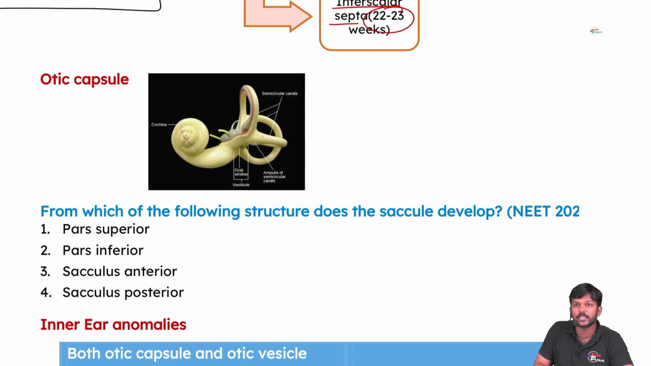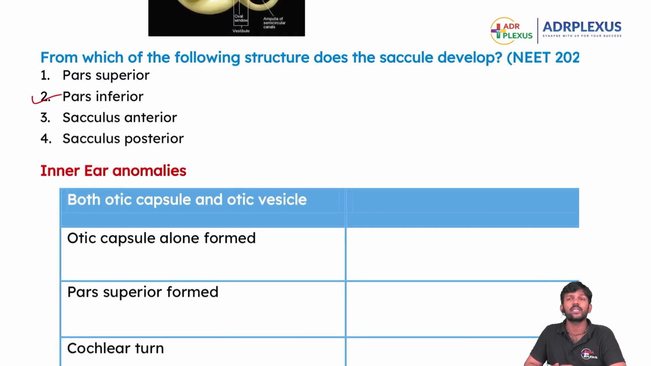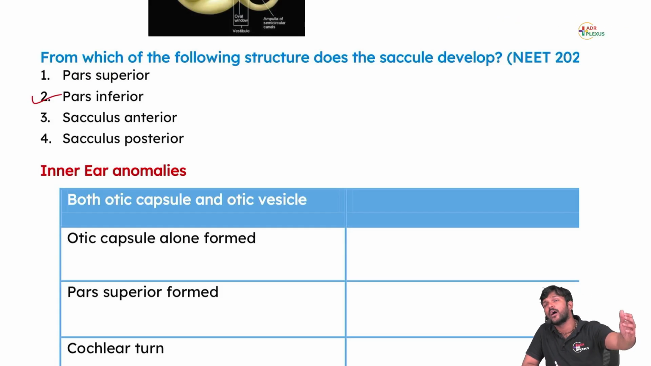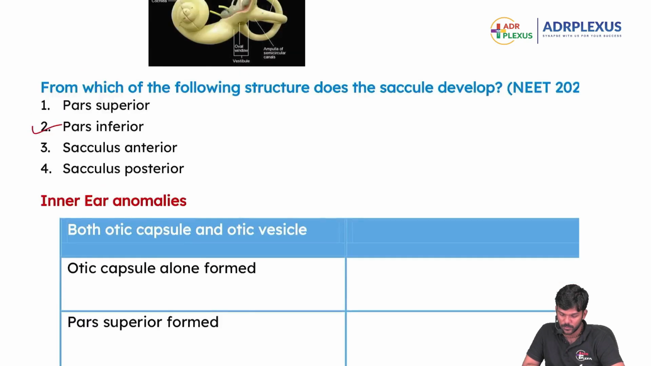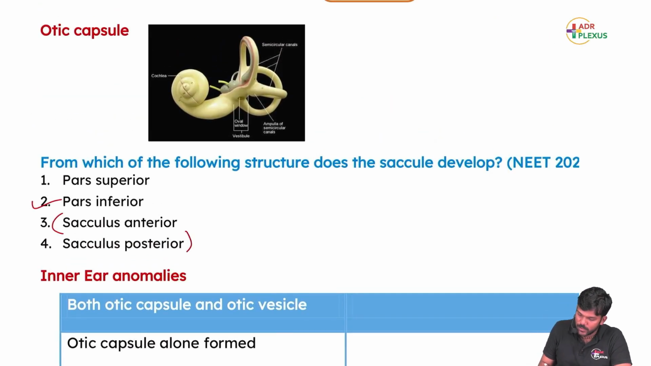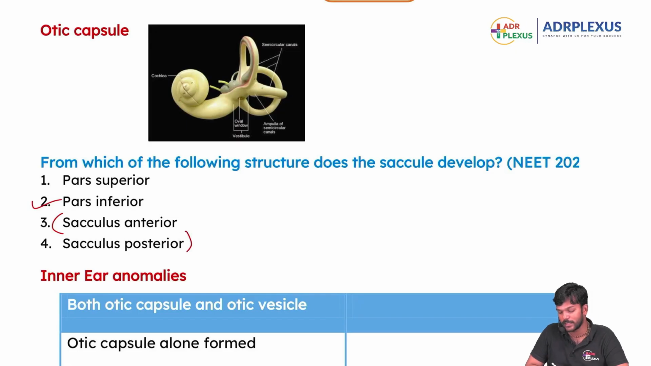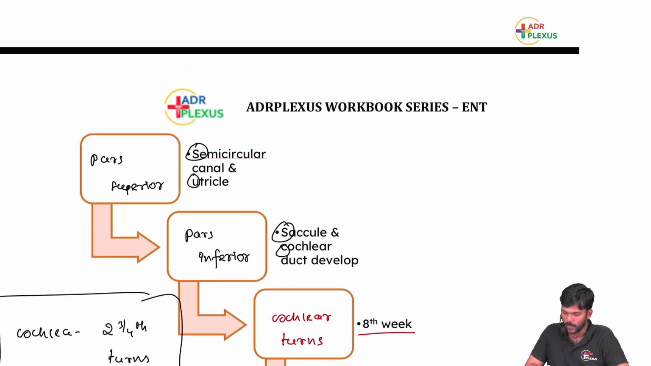Okay. So pars inferior is the correct answer. With that note, we'll enter the next topic. Why are you stressing so much on the progression of this otic vesicle embryology? Which structure forms first? Someone has asked what about the third option and fourth option. Okay, what is happening now?